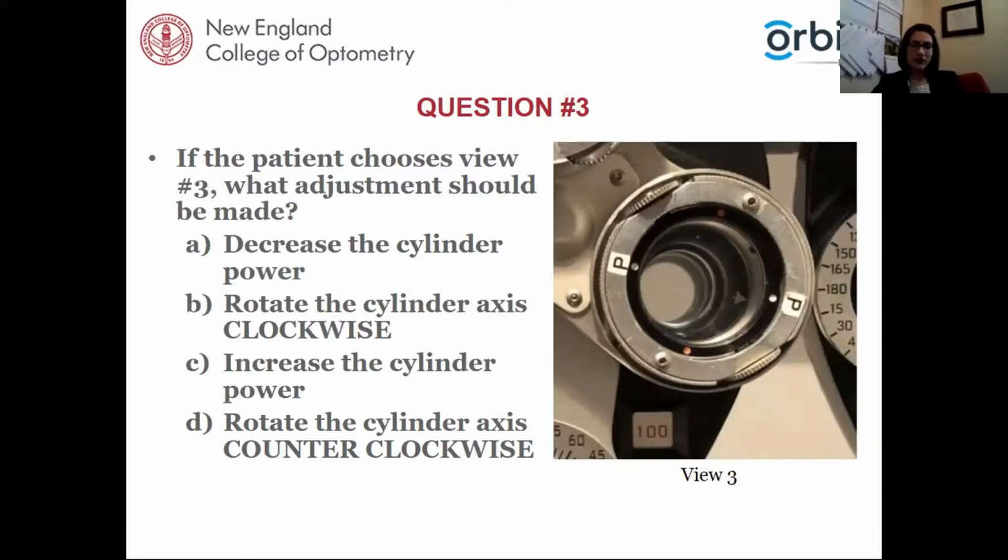Okay, so we're a little bit split between increasing or decreasing the power, which is good because we'll talk about that. So the answer is that we would decrease the cylinder power, which just a little bit more of a majority of you answered.